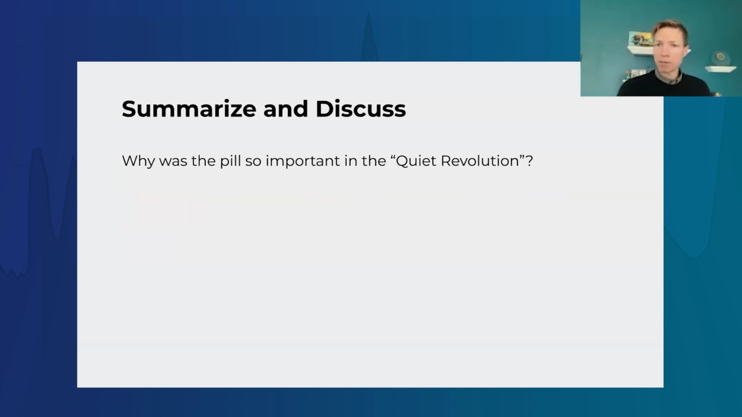All right, so why is the pill so important in the quiet revolution? And if you watch the video, basically what the video is saying is the pill comes out, and it allows women to make these adjustments to delay family, invest in education, and change their employment opportunities.